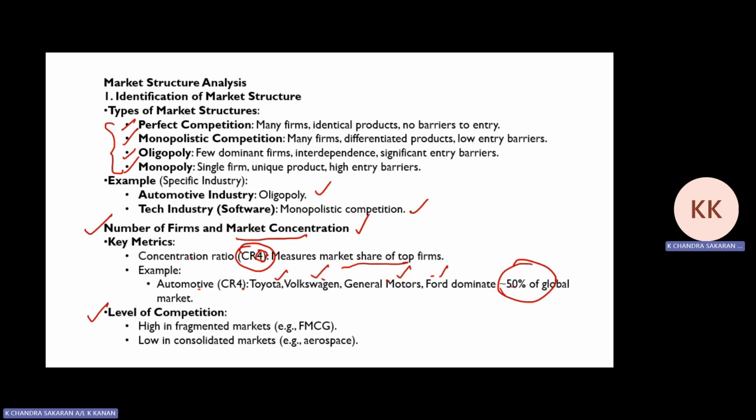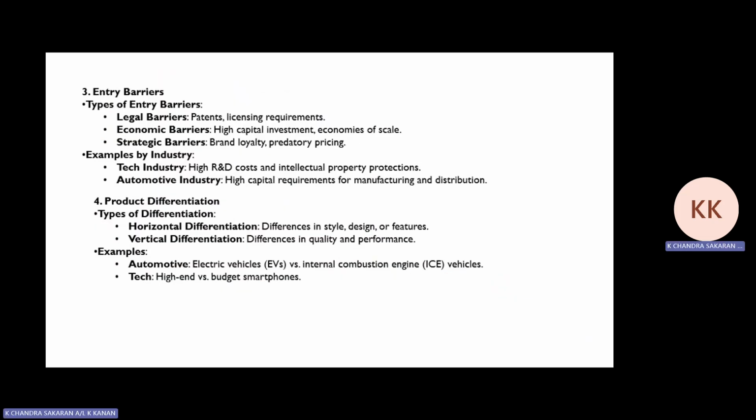These are all called the characteristic of the market. We are talking about the characteristic of the market. Number two, then you have to talk about entry barriers. All this comes under the market structure explanation of the industry that you have chosen.